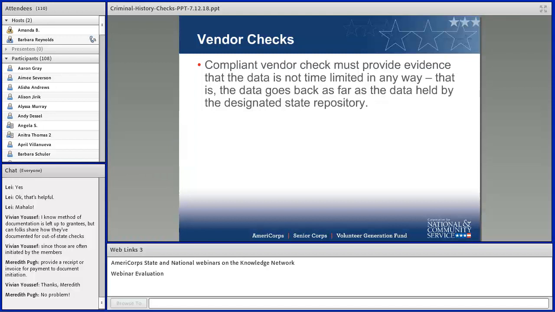Vendors have to prove so much to be compliant. There is a whole checklist that you should go through, and you should talk to your vendor, if you use them, about what they're doing and whether it is compliant.